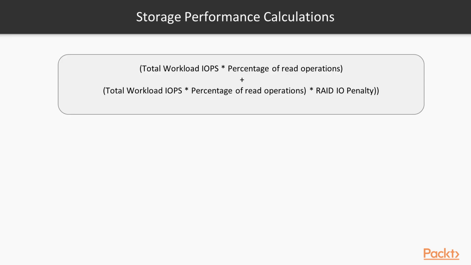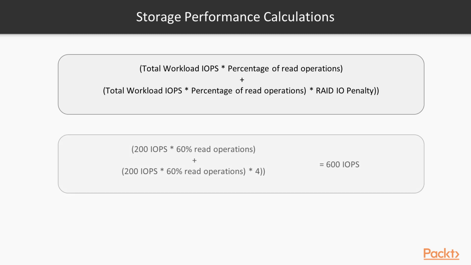To calculate this, you can use the following formula that we've shown on the screen. Going back to the example, the calculation using the figures we've used above would look something like this. So in this example, you need to configure a RAID 5 array that could deliver the 600 IOPS that is required. Once you understand what performance and capacity you require for your VDI environment, you're able to select the most appropriate storage platform that will work for you and, more importantly, work for your users.